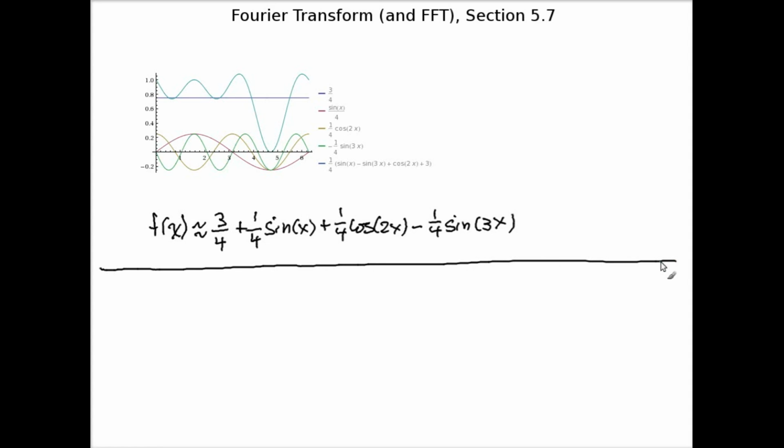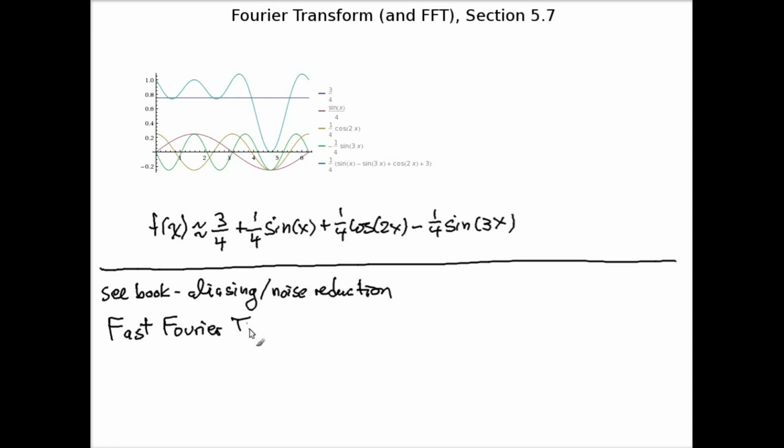Okay, so that's all I have to say about the Fourier transform itself. There's some discussion in the book about the problem of aliasing and noise reduction, but I'm going to skip that, and I'm going to go on to talk about the fast Fourier transform.